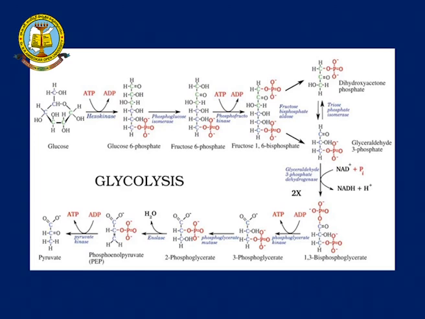Finally, ADP is attached in the presence of pyruvate kinase enzyme, and it is converted to a pyruvate molecule. So, the total reaction goes from glucose to pyruvate molecule. In the second phase these reactions occur twice, for 2 molecules, and then it is converted to pyruvate, a 3 carbon molecule.